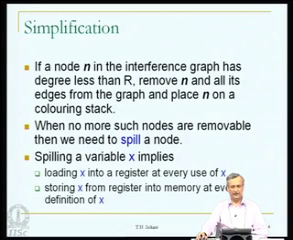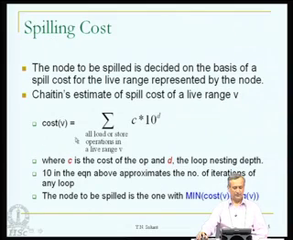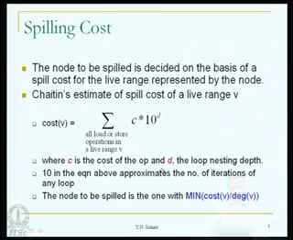At some point there will be nodes all of which are of degree greater than or equal to r, the number of registers available. In such a case we need to spill a node. Spilling a node implies loading x into a register at every use and then storing x from register into memory at every definition. Spilling cost is very simply computed as cost v equal to sigma c star 10 to the power d, where the sigma is over all the loads and stores in the live range, c is the cost of a load or store, and d is the depth of nesting. This is used to approximate the number of iterations in any loop.